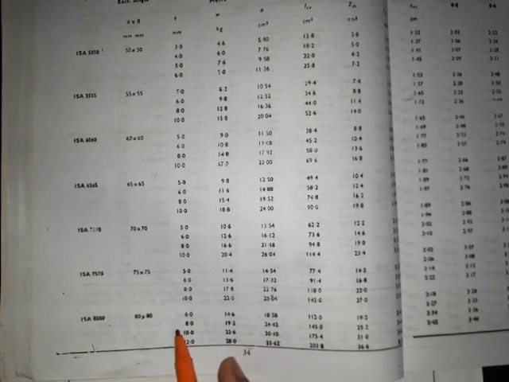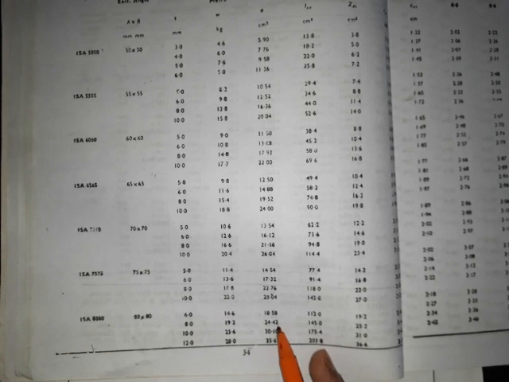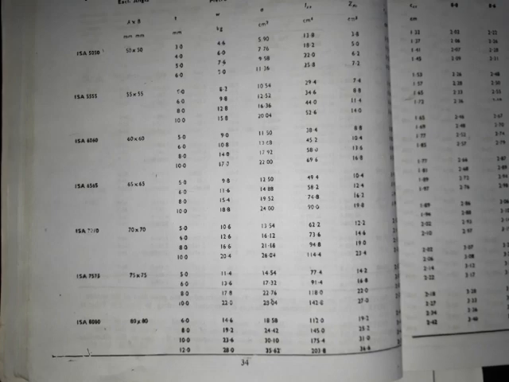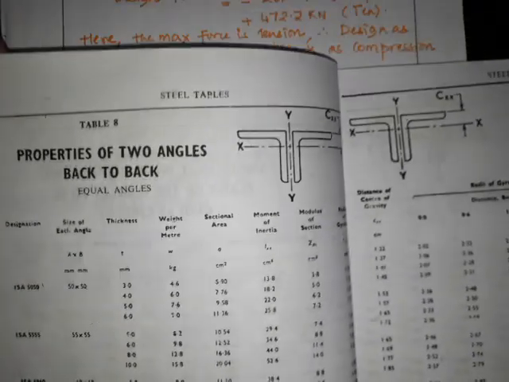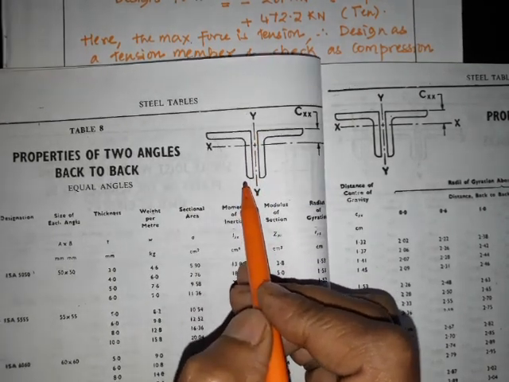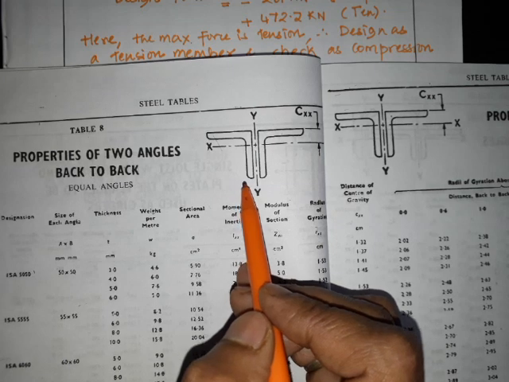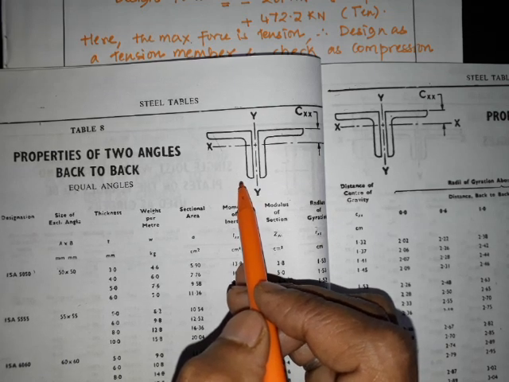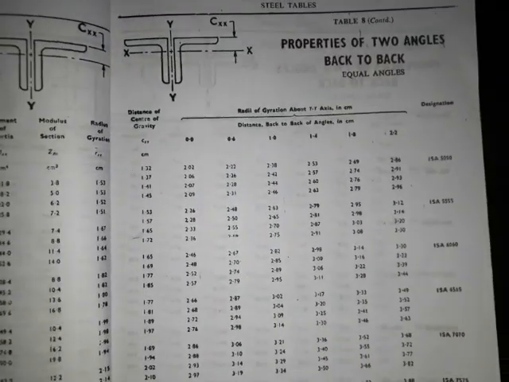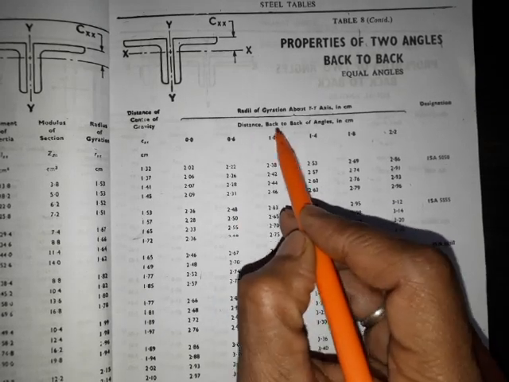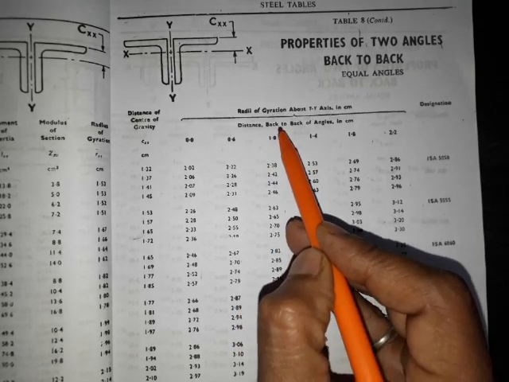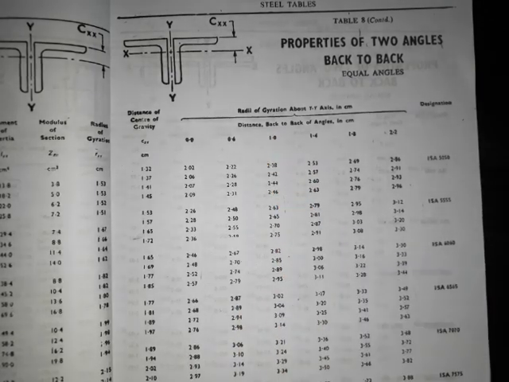So I have selected ISA 80 by 80 by 8, 24.42 with 10 mm gusset plate, means in between two angles back to back there will be gusset plate. So there is a gap here, what you can see. That gap is nothing but gusset plate. You have to insert a gusset plate in that. So I am assuming 10 mm gusset plate. So for that the properties is mentioned here. You can see here the distance back to back of angles. So here it is mentioned 0 mm, 6 mm, 10 mm. So I am using 10 mm gap. That is nothing but the gusset plate.